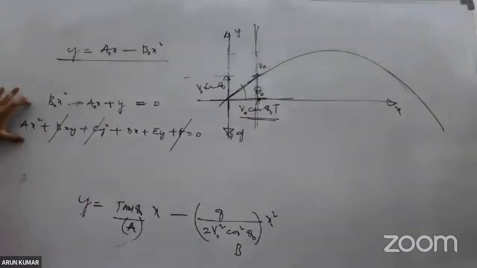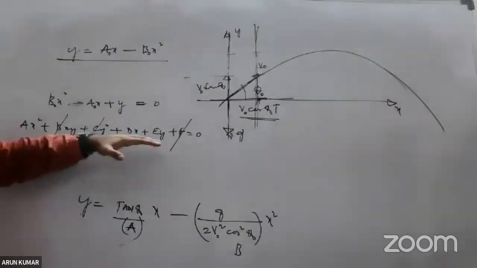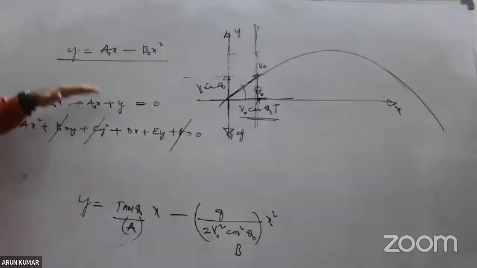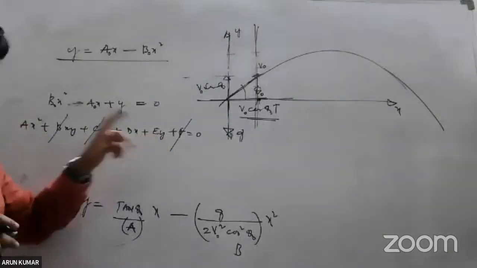ఈ ఈక్వేషన్ కంపేర్ చేస్తే నిన్నటి ఈక్వేషన్ తో I've got ax square plus bxy plus cy square plus dx plus ey plus f equal to 0. కంపేర్ చేస్తే both are second degree equations. This is also a second degree equation in x and y. So this has to be a conic, ఎందుకంటే this form of equation is a conic.